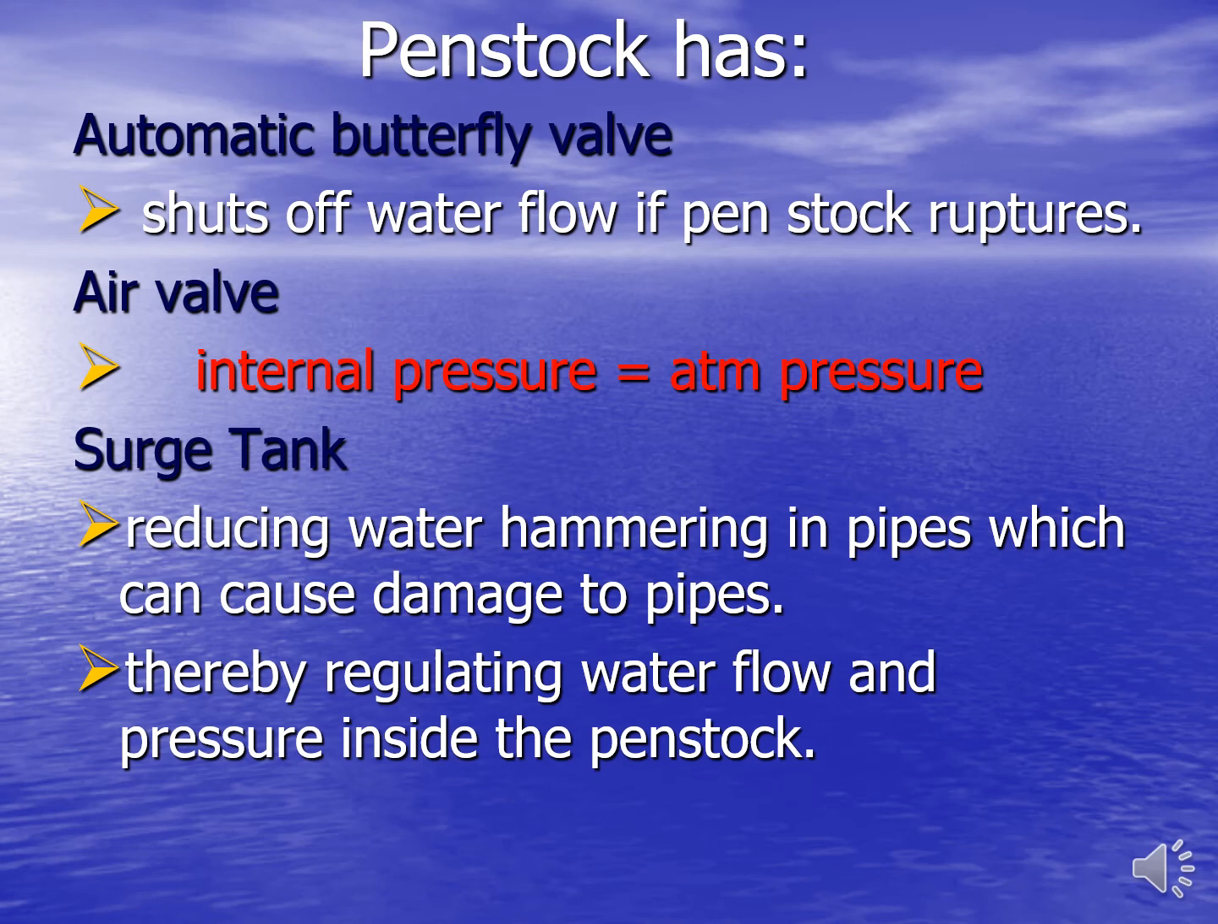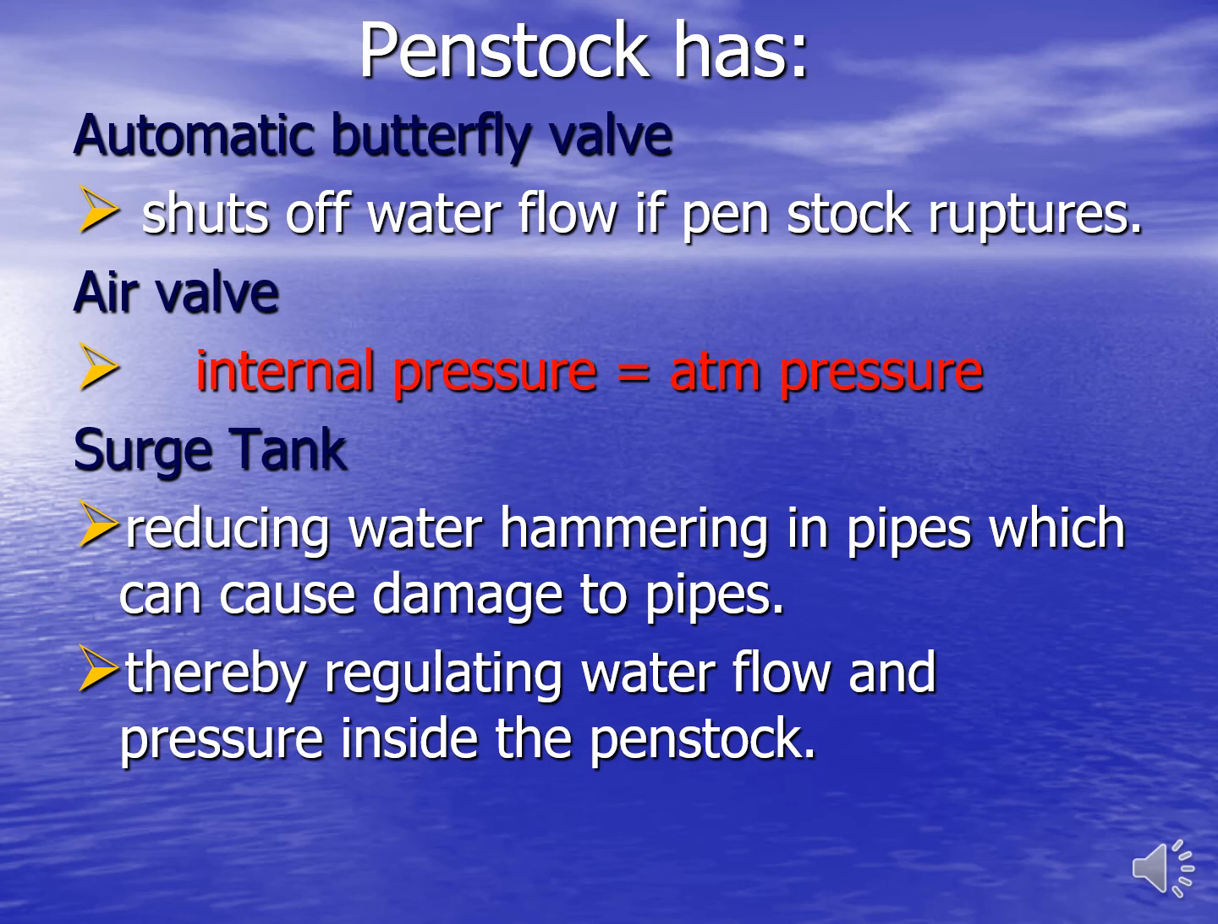If you suddenly stop the water supply, there are chances of bursting or rupturing the pipes, right? So the automatic butterfly valve is provided in the penstock so that we can avoid damage or bursting of the pipes. An air valve is also provided, because sometimes pressure or some air is present in the penstock that we can remove. So the internal pressure can be maintained equal to atmospheric pressure.